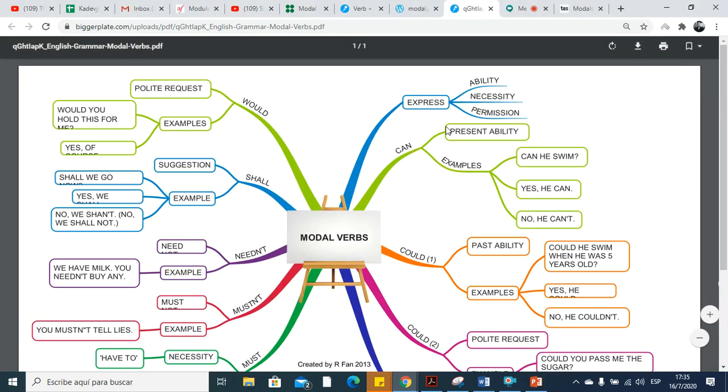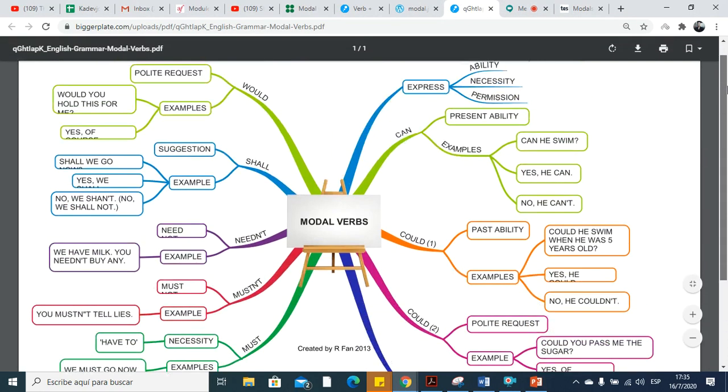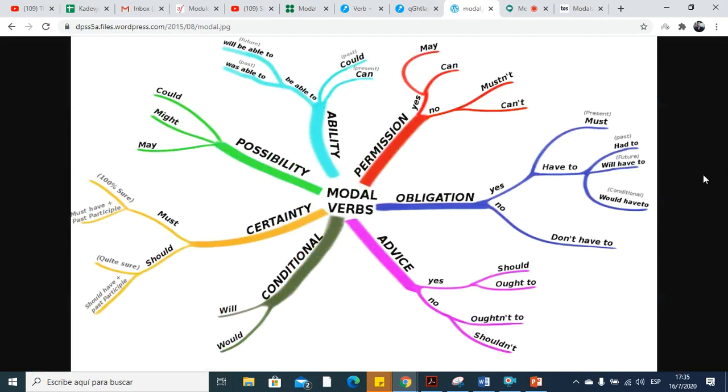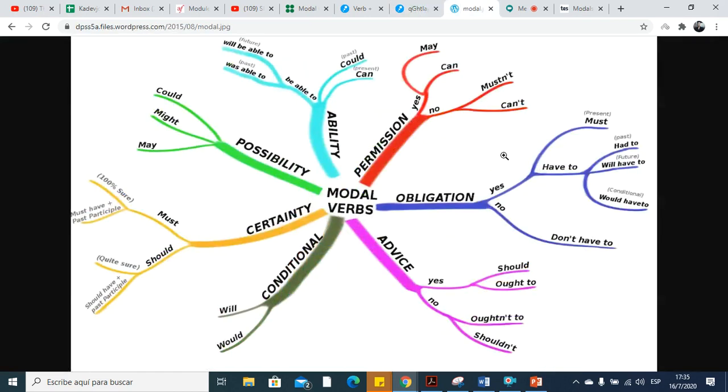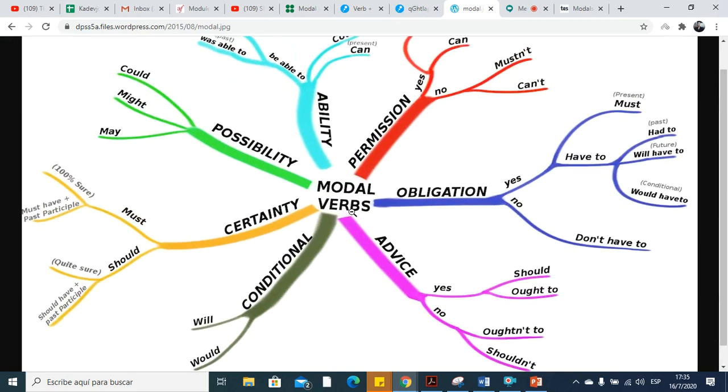So let's go ahead and take a look at this. Let's start by this mind map. This is a little bit more simple than this one. This one is a little bit more complicated. But this one, for example, is actually very easy. You start right here with modal verbs right at the center of the mind map. Then you have several branches, ramas. You have several branches that take off, despegan, o sea, se despegan del mismo punto, del centro.